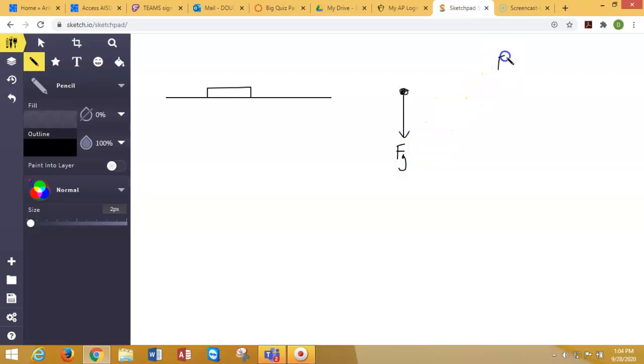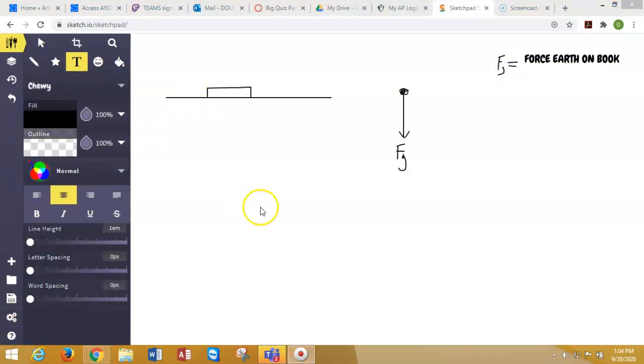And what we're going to get y'all in the habit of doing is not just saying FG, but you need to define what it is. So what is it? In this case, it's the force of the Earth on the book. This is called a field force.